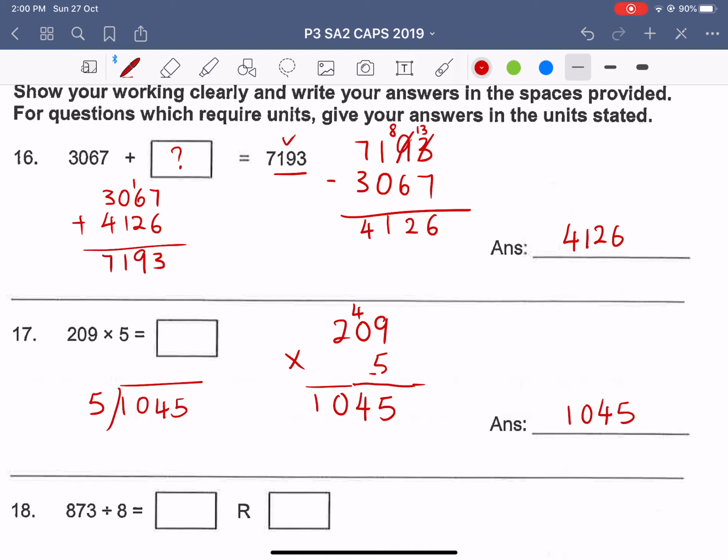Again, if I would like to check, I will do the opposite, which is to divide and see whether my answer is correct. It gives me a 10. Okay, bring down a 4, I can't divide. So I'm left with 45. And 209 times 5 is 45 to get 0. So 209 I get back. So 1045 must be the correct answer.